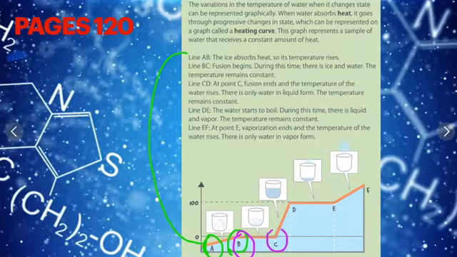Line B, C, that means line B and C, fusion begins. During this time, there is ice and water. The temperature remains constant. Imagine yourself that you're going to drink a glass of Coke, because I know everyone likes Coke, right? But this Coke is a little bit not too hot, it's like warm, no? So you grab a glass, and you put some ice cubes like you observe right here, okay?